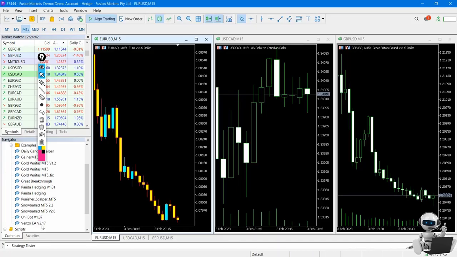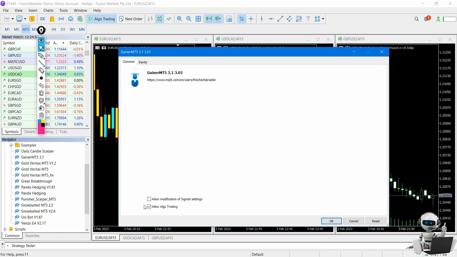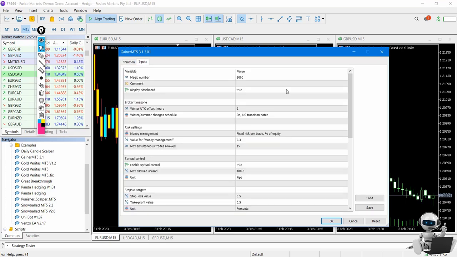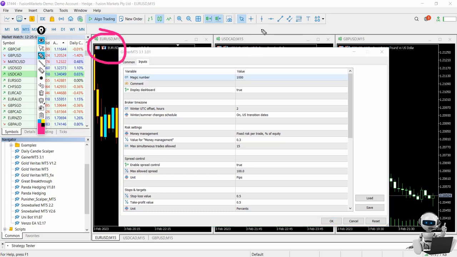So how to use this EA? First, we have to attach it to the chart. For example, I will attach it to USD Canadian and make sure you allow algo trading. For the input, it is very important that the magic number for each chart should be different. If you're going to use this EA on 3 charts on the same account, it is very important to have a different magic number. For the broker time, many brokers are using GMT plus 2. You have to ask your broker what time they are using.